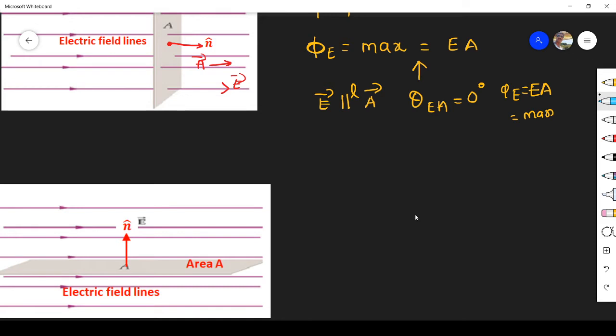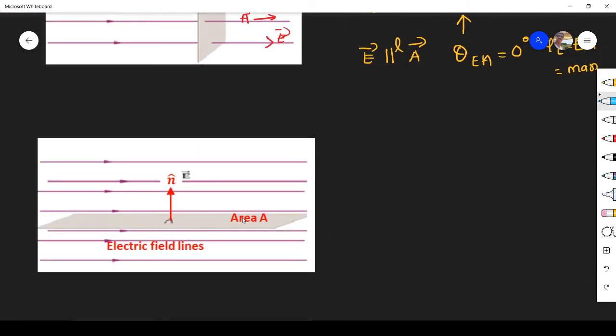Here the surface is parallel to the electric field lines. So case 2: the surface is kept parallel to the E lines. Now what happens? How many lines are passing through the surface? No lines are passing through the surface. Since the number of lines passing through the surface is zero, the electric flux is also zero.